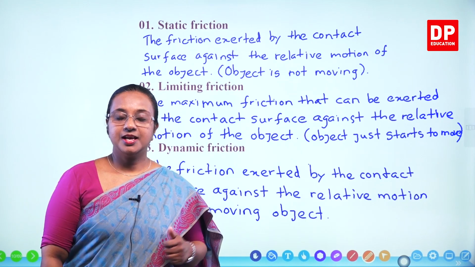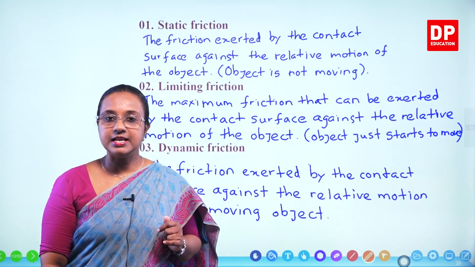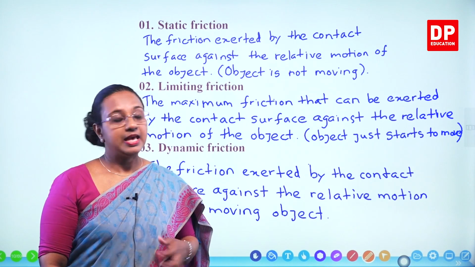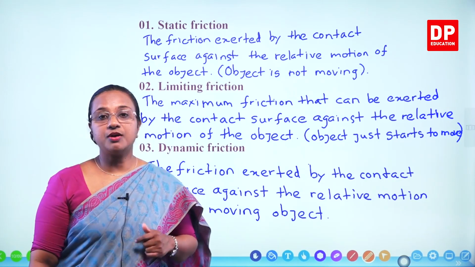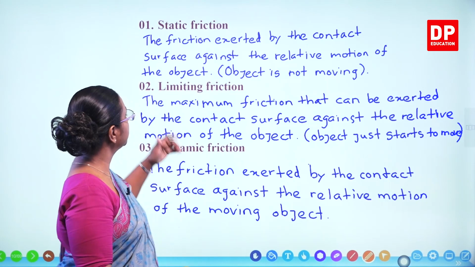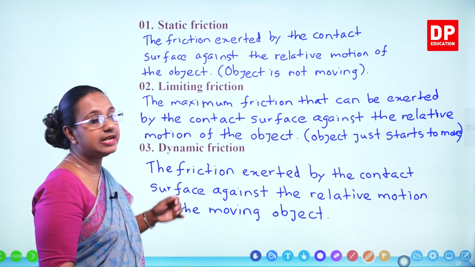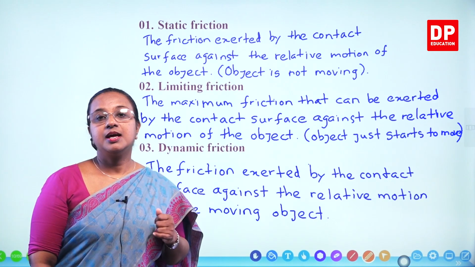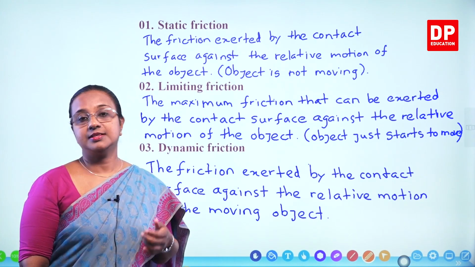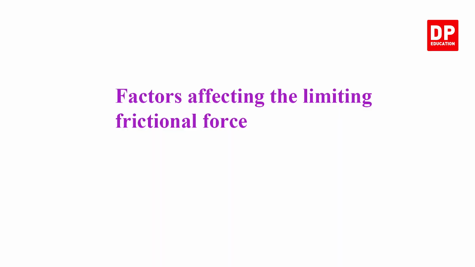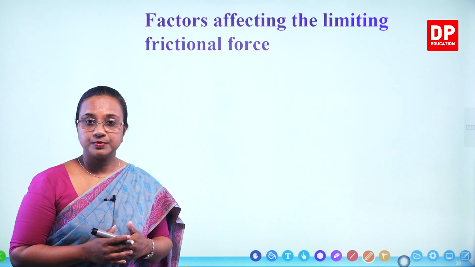So students, now you have a good understanding about what friction or frictional force is and the three states of friction or frictional force: static friction, limiting friction and dynamic friction. Now let us discuss the factors that affect friction. Factors affecting the limiting frictional force.